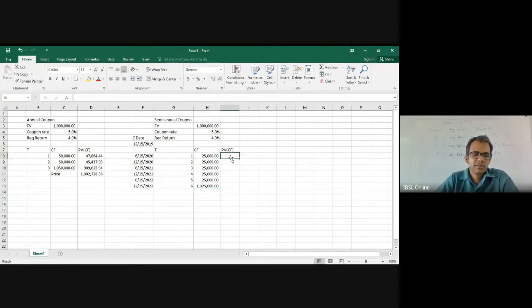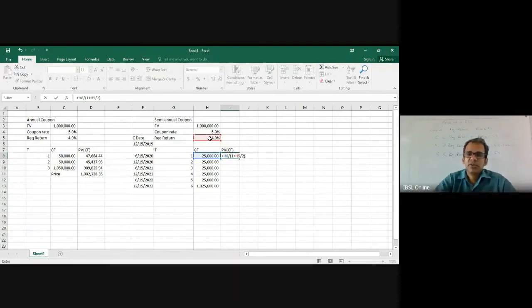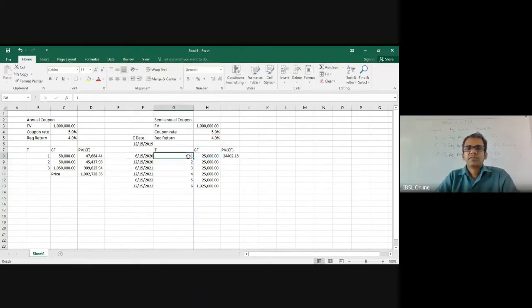Then we need to calculate the present value. 25,000 divided by 1 plus the required rate divided by 2, because it's semi-annual periods, and to the power of the number of terms.